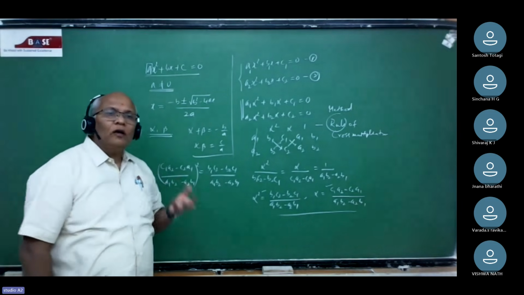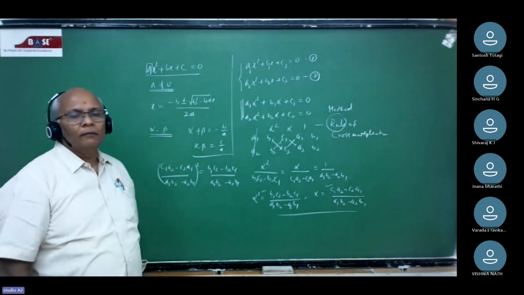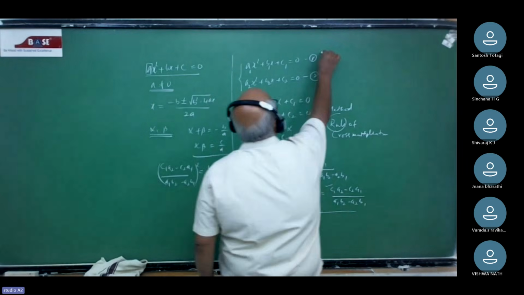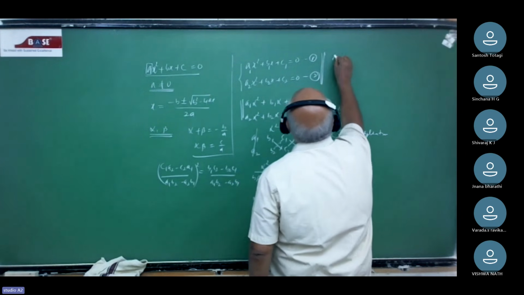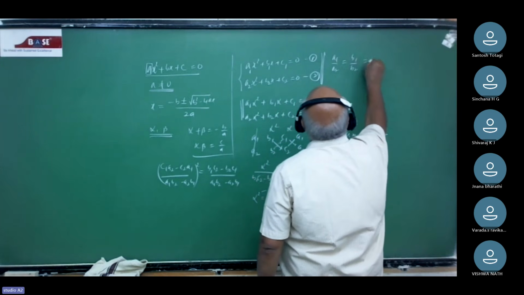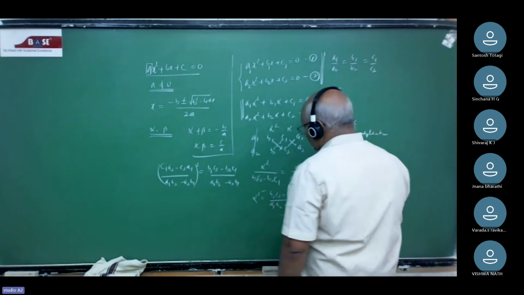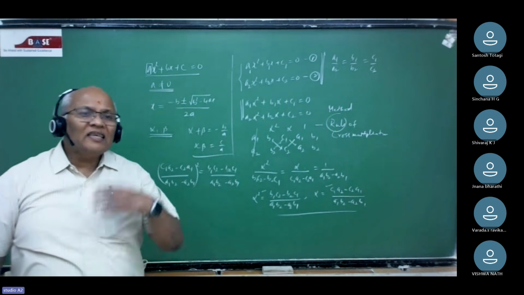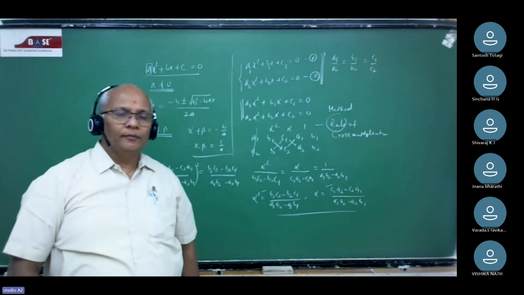This is with regard to the fact that there is a root in common. Suppose both the roots are in common; naturally, these things should be proportional. A1 divided by A2 should be equal to B1 by B2, which should be equal to C1 by C2. Then alone can both the roots of the equation be in common. Such concepts can be looked into.